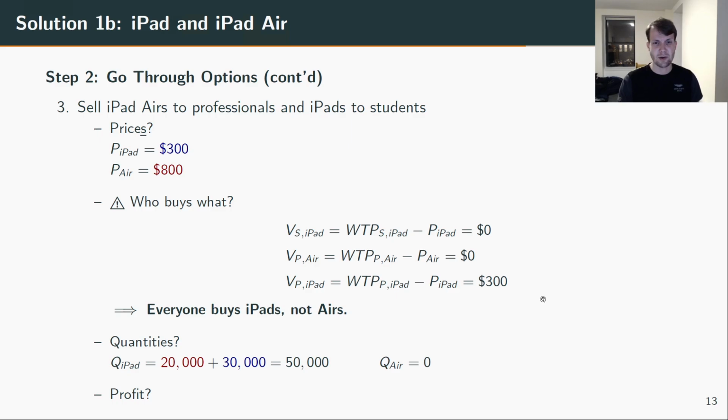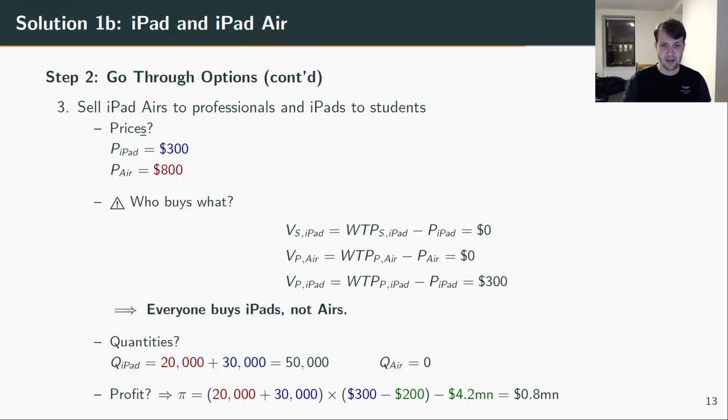So what are the quantities? Well, actually, now everyone's buying an iPad at $300, and no one's buying an iPad Air, but we're still developing the iPad Air, but not selling any. This is stupid. So this is not how we get there.